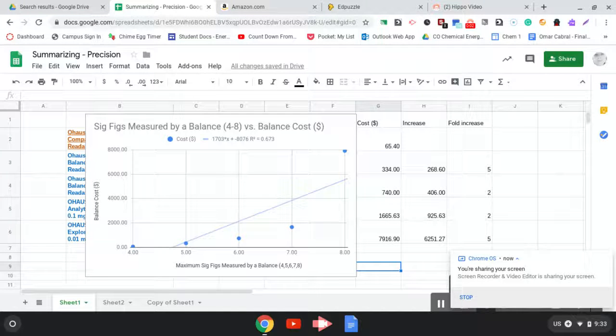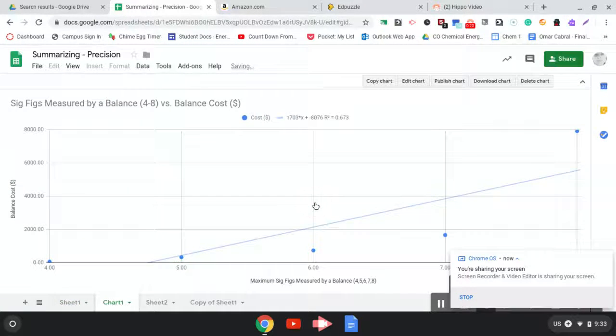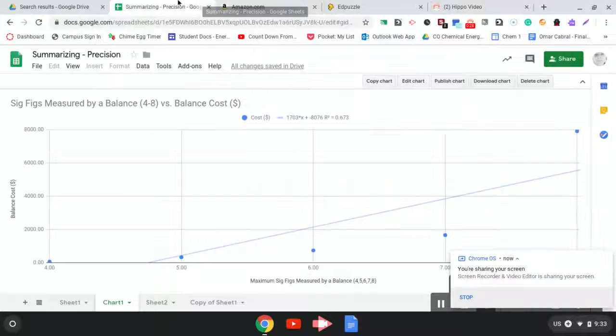Hi guys, we've been talking about trend lines and R squared. In another piece of homework, you saw a video about the relationship between significant figures and the cost of different balances. If you haven't watched it, I suggest watching it. But right now, we're just going to talk about what R squared means.